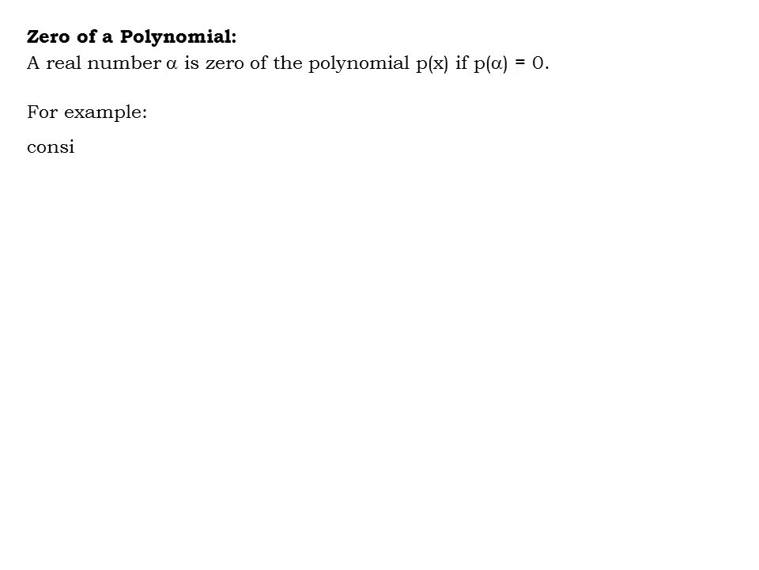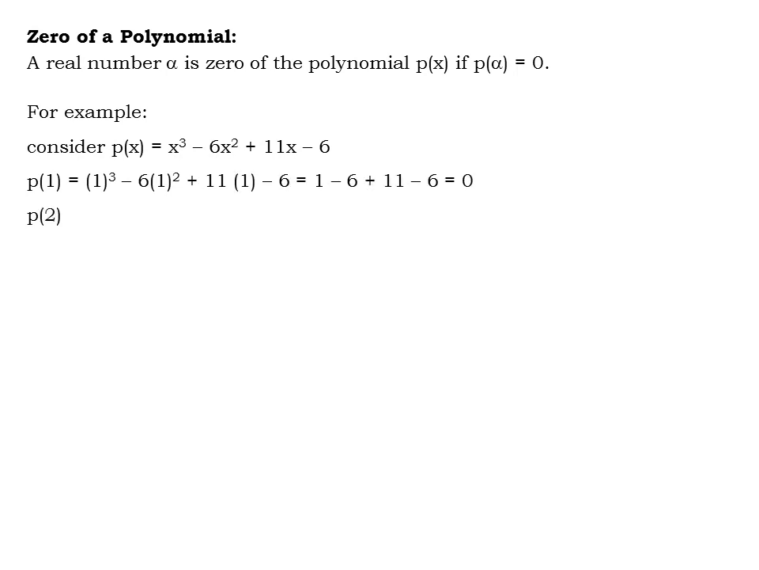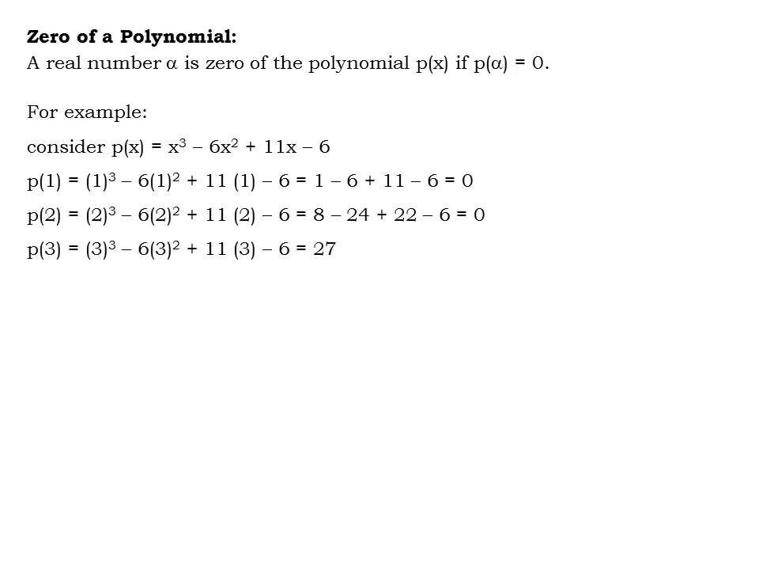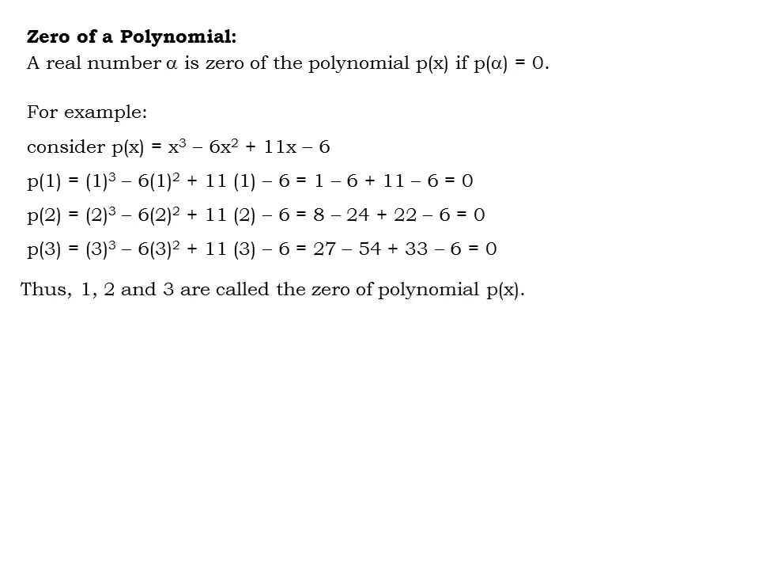For example, consider p of x equals x cube minus 6x square plus 11x minus 6. First find p of 1, then p of 2, and then I am finding p of 3. So we just have to replace x with 1, 2 and 3, and you can see in the solution that all the values become 0 when we replace x with alpha. So what we can say? We can say 1, 2 and 3 are the zeros of the polynomial p of x.